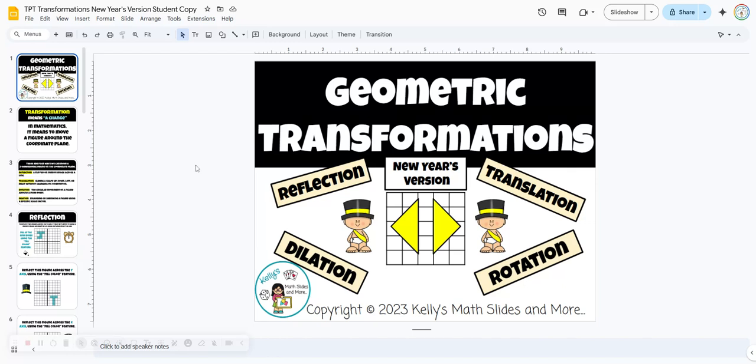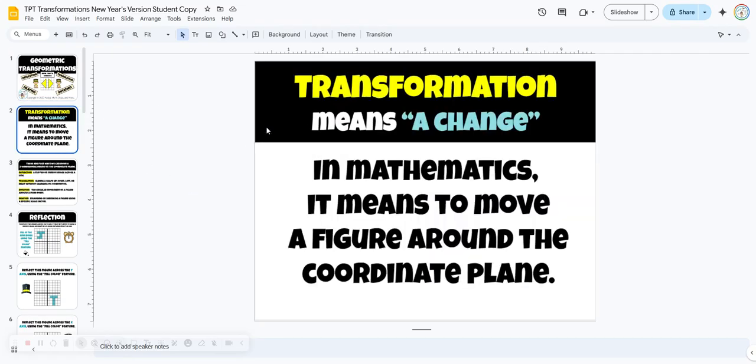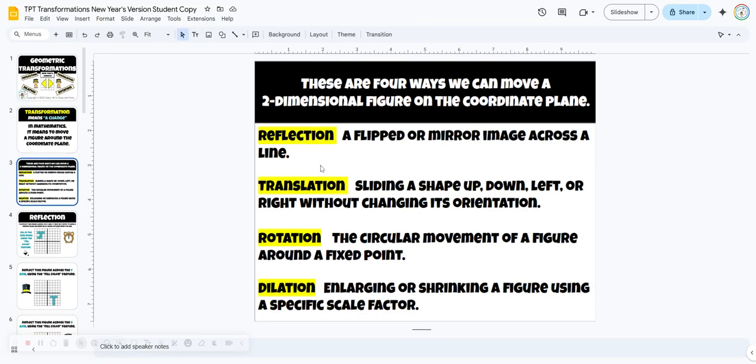Geometric Transformations. This is a digital lesson, and this one is New Year's themed. It starts with giving a definition of transformation and then what it means in mathematics. Slide 3 has the definition of the 4 transformations we're going to see in this lesson, so students can refer back to slide 3 as they need to.